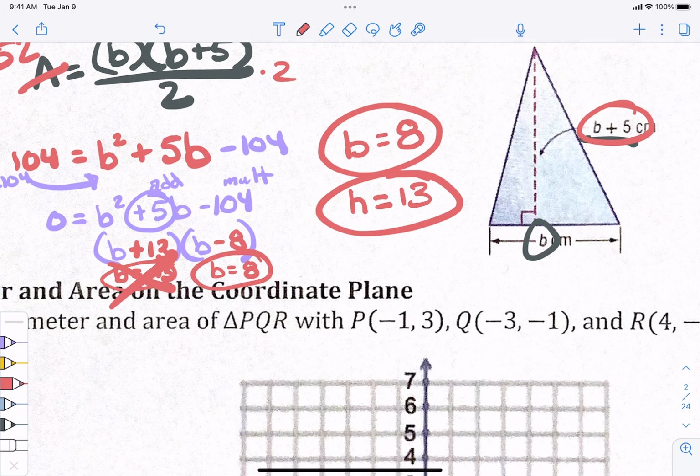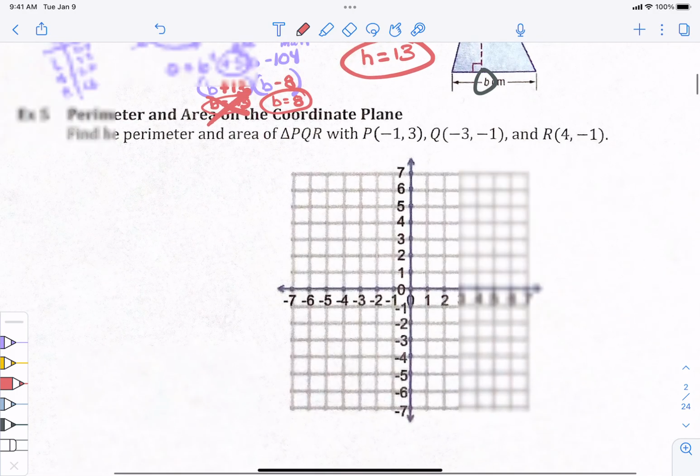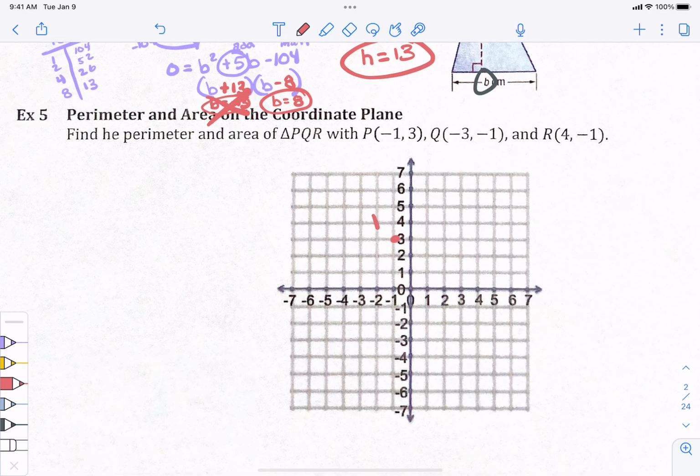Okay, you ready? Last one? Here we go. Plot the points. Negative 1, 3. This is P. And Q is negative 3, negative 1. And R is 4, negative 1.